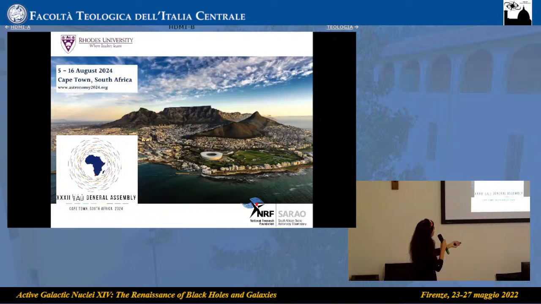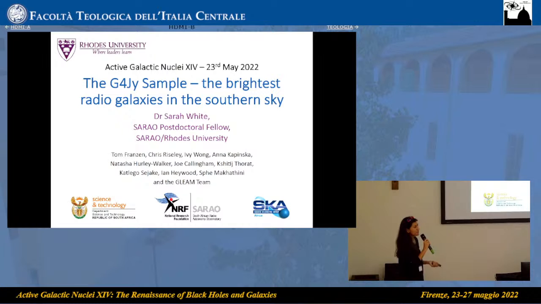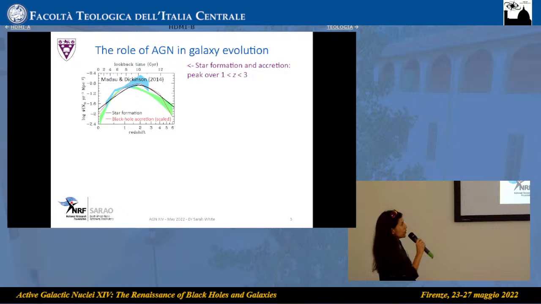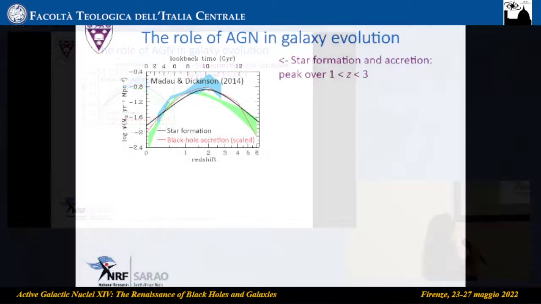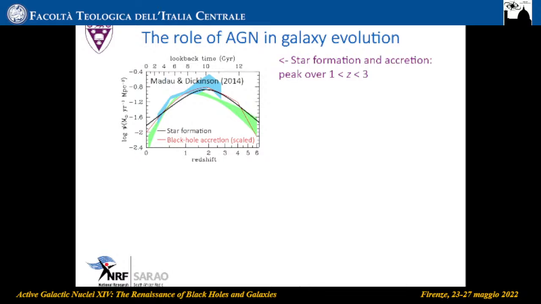Today I'll be talking about the brightest radio sources in the southern sky, a compilation of nearly 2,000 radio-loud AGN, which we refer to as the GLEAM-Jansky sample. Now, just a quick overview of why we care about AGN. Both star formation and black hole accretion influence the way in which galaxies evolve. And we want to know, are there genuine mechanisms that connect those two processes due to there being a common reservoir of molecular gas that fuels both star formation and black hole accretion?